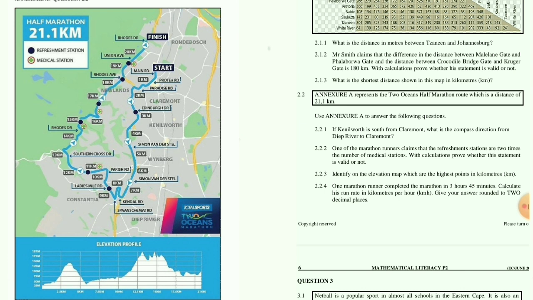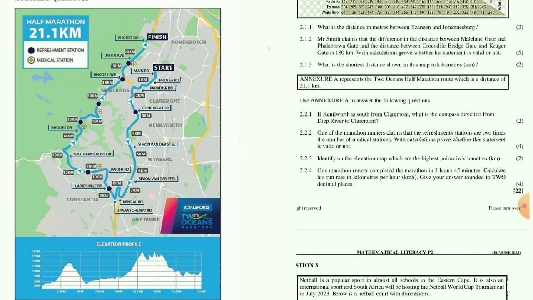If Kenilworth is south from Claremont, what is the compass direction from Deep River to Claremont? What is the compass direction, guys? It's south. You have to get this one right. No excuse.